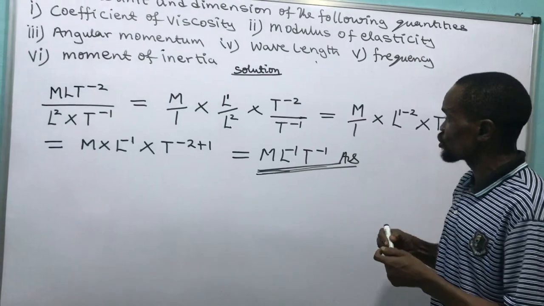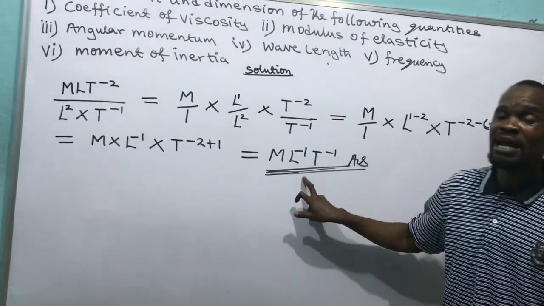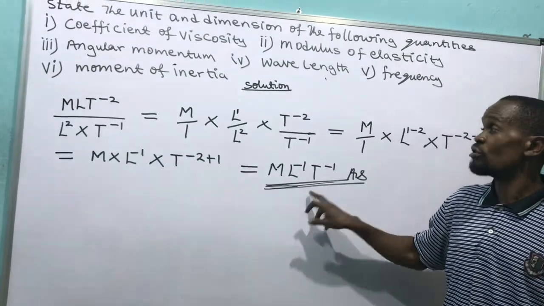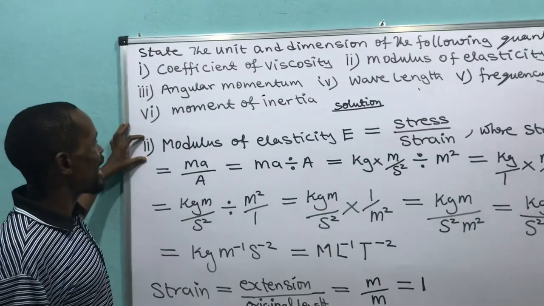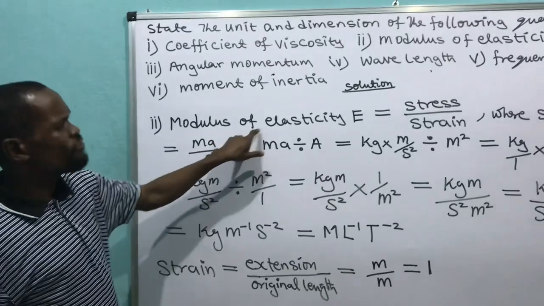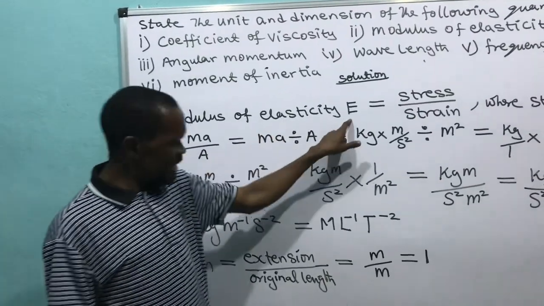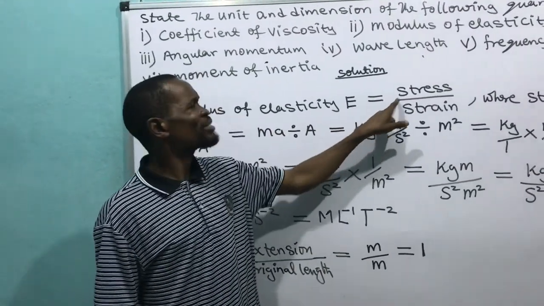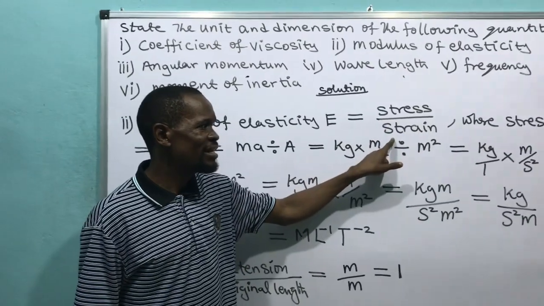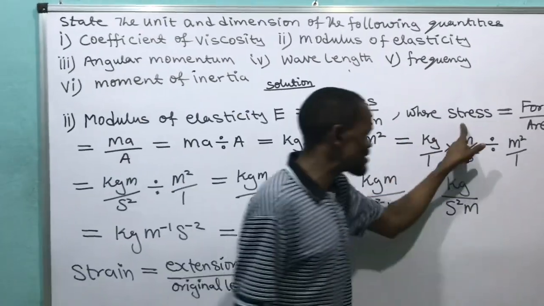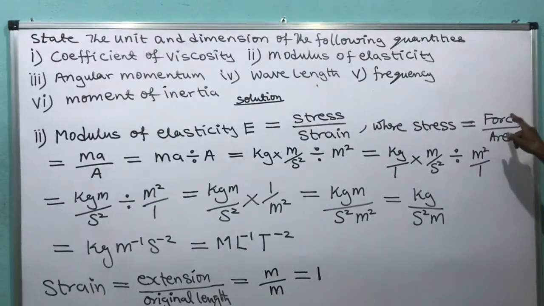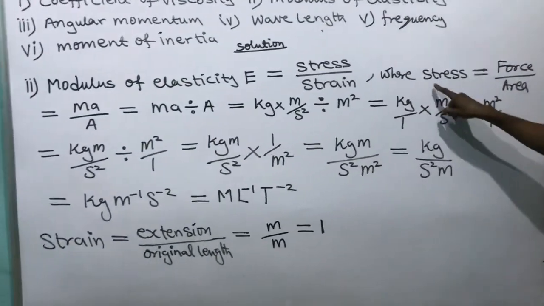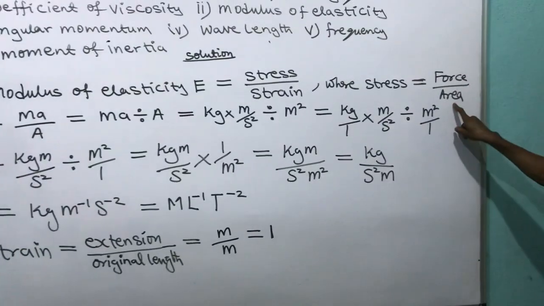Have you seen my dimension for viscosity, the coefficient of viscosity? Let's go to question number I. Modulus of elasticity, E, which is defined as stress over strain. Where stress is equal to force over area.